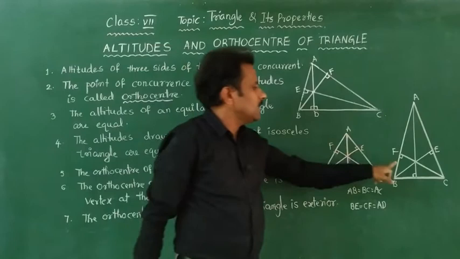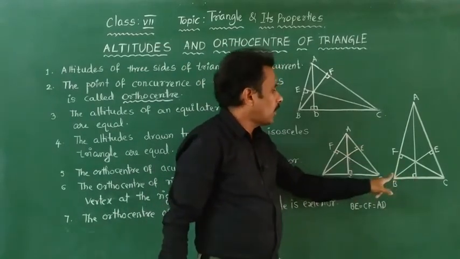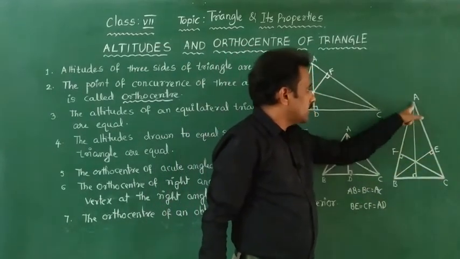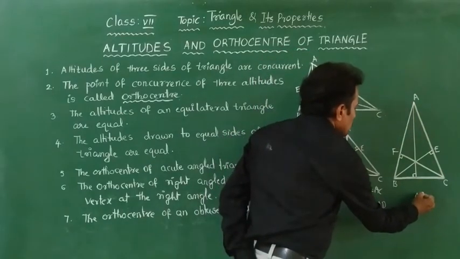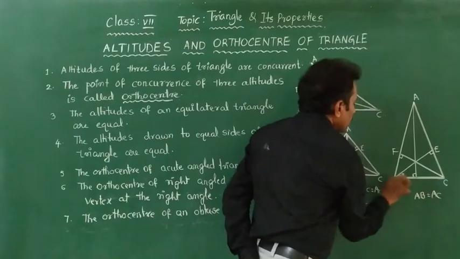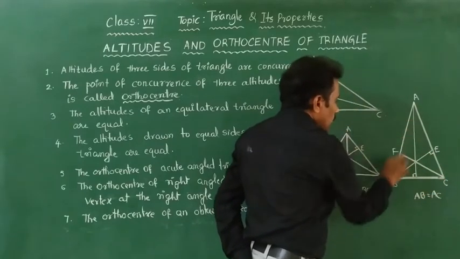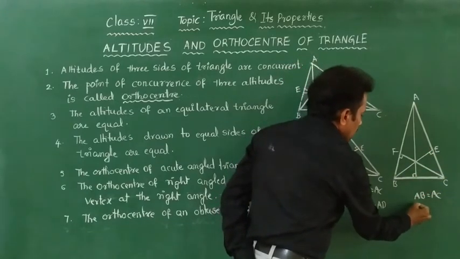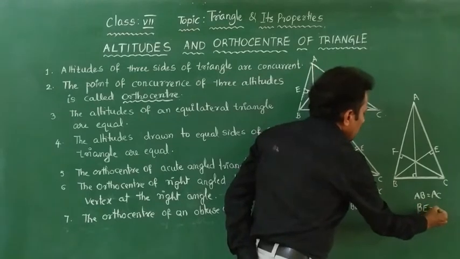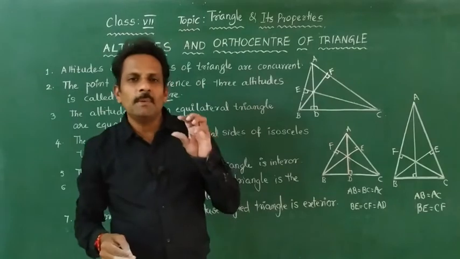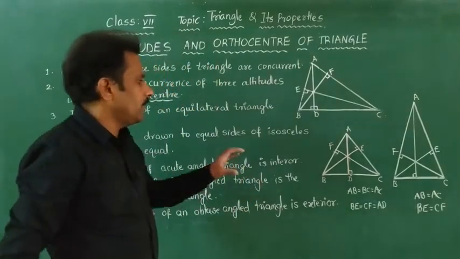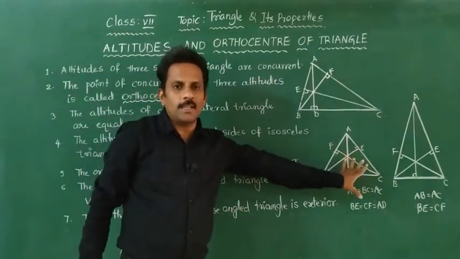But whereas in an isosceles triangle, consider the altitudes drawn to the equal sides. Here AB and AC are equal. If AB equals AC, then the two altitudes drawn to the equal sides are equal. That means here we can say that BE equals CF. All these properties, children, we can verify by using geometry software.